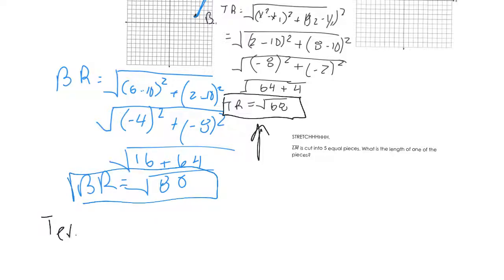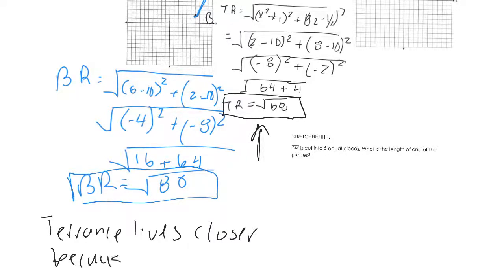So now I want to say Terrence lives closer because the square root of 68 is less than the square root of 80. So obviously it's closer. It's a smaller distance. All right, pause the video. Try the one on the right and see how you do.